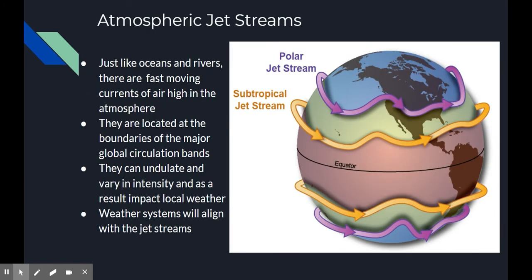Along with waves, we also have these atmospheric jet streams. We have two principal ones: the polar jet stream, which separates the polar air mass to the north and the mid-latitude Ferrel cell area in the middle, and the subtropical jet stream, which serves a similar purpose between the mid-latitudes and the equatorial Hadley cell circulation areas. They do undulate in varying intensity, and as a result will impact local weather. They act just like oceans and rivers in that there are fast-moving currents in them, and the weather systems will align with these fast-moving currents or jet streams.